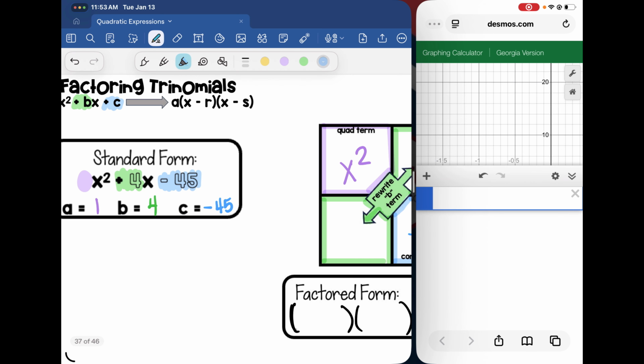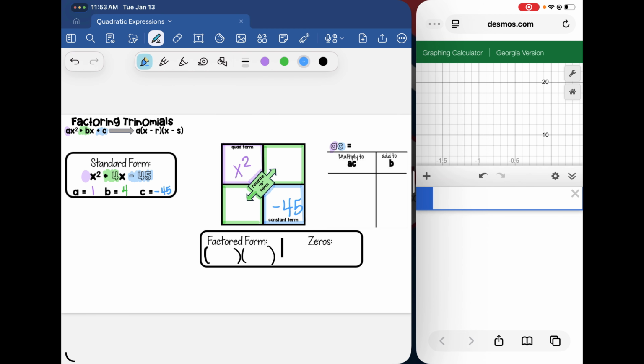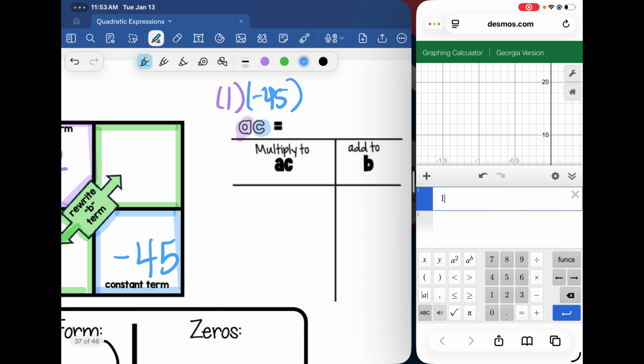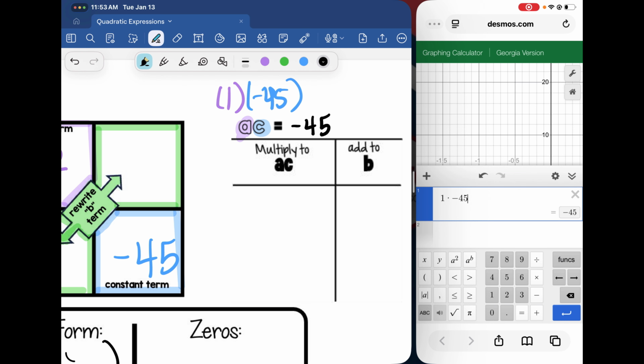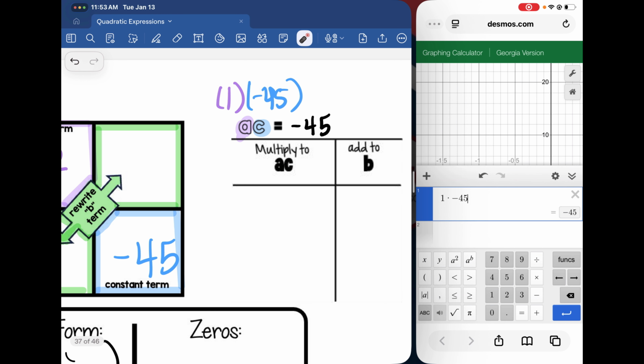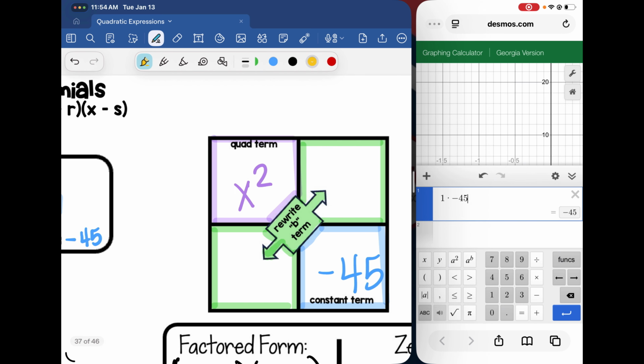So what was the a value? 1. And what was the c value? Negative 45. So if I got to use my calculator, by all means use it. 1 times a negative 45 is going to give me negative 45. Now, the 2 numbers that I'm going to choose to go right here has to multiply to negative 45. But I want it to add to my b value. What was the b value? 4.